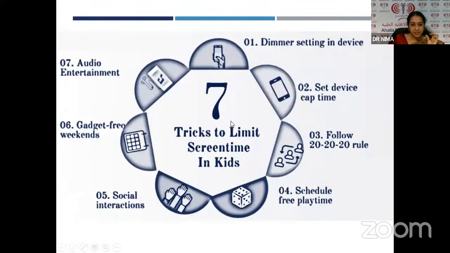So these are the 7 tricks to limit the screen time. That is dimmer setting to be done in the device, a device cap time, follow the 20-20-20 rule, schedule the free play time, which are just summing up what I have already told, social interactions, gadget-free weekends, and audio entertainment. As parents, we also have to do the same thing. I have seen in my OPD so many parents coming with the kids. One may be talking to me and the other parent may be busy with the mobile. Children only learn from their parents. So we also have to limit the use of these gadgets. Then only we can advise them.